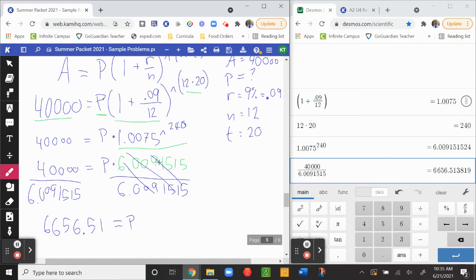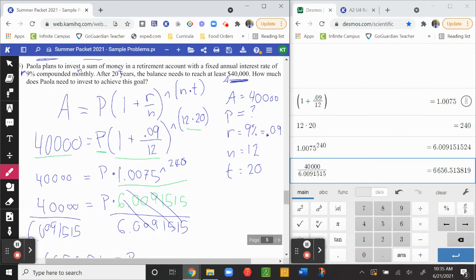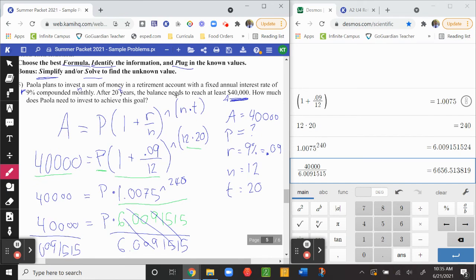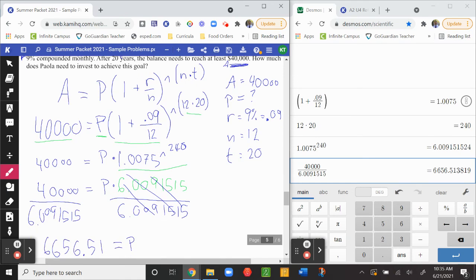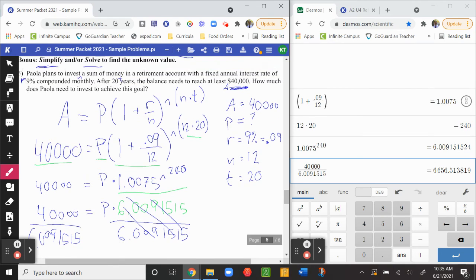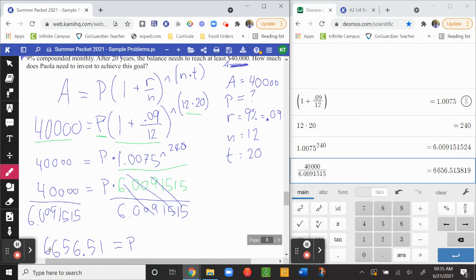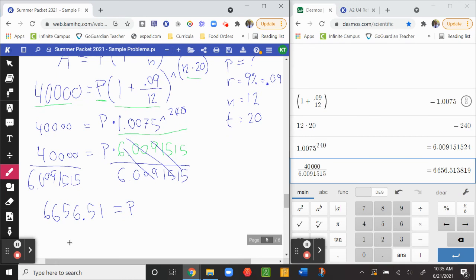Let's check if it makes sense in context. Paula was looking to figure out how much she needs to invest initially. Does it make sense that she would need to start off with about 6,600 in order to reach 40,000? Yeah, she's going to need to start with a number that's smaller than what she wants to achieve. So it makes sense to me that Paula's initial investment should be about $6,656.51.